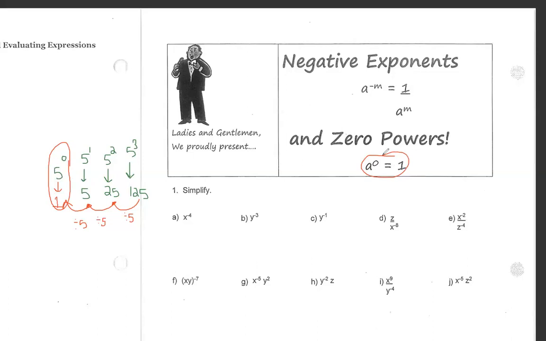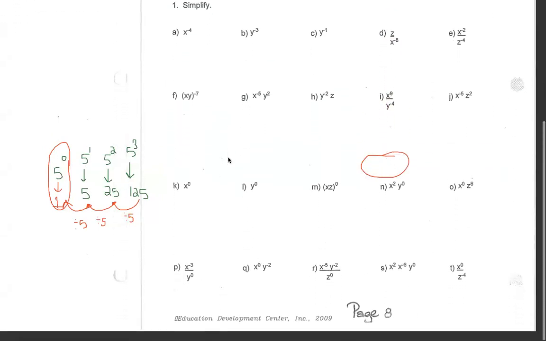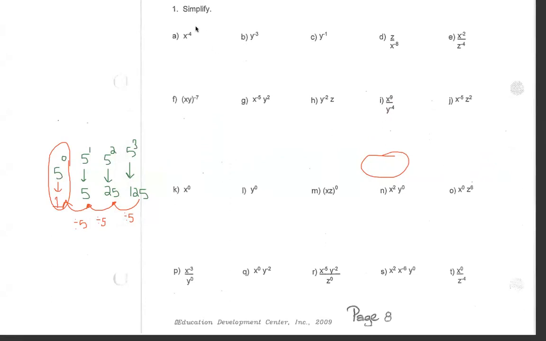(X, Y, Z) in parentheses to the 0 power is 1. Anything to the 0 power is 1. So if we were to look at this sheet here, let me scroll up a little bit. We looked at this sheet. Anything you see to the 0 power is automatically 1.